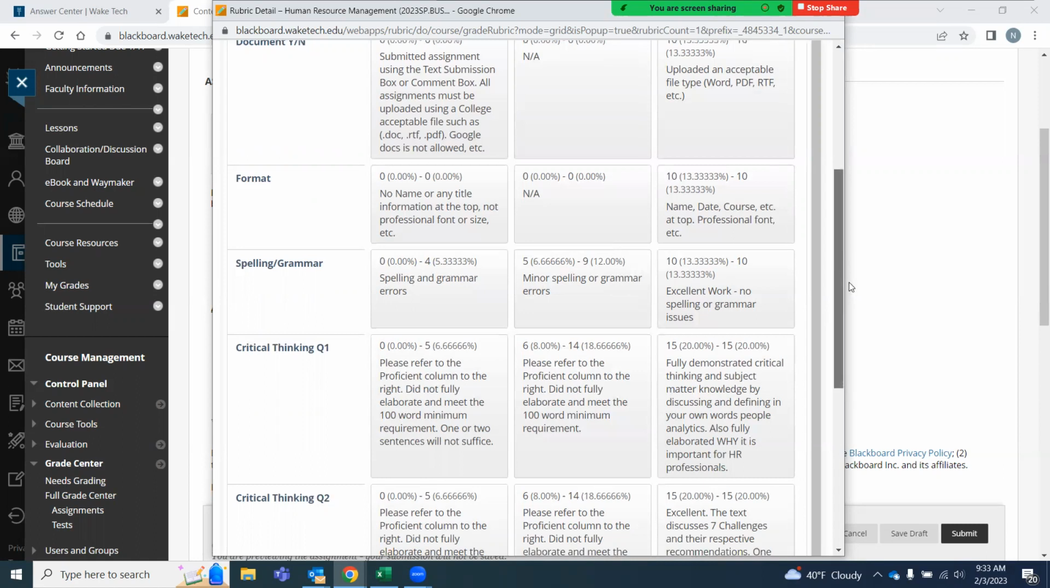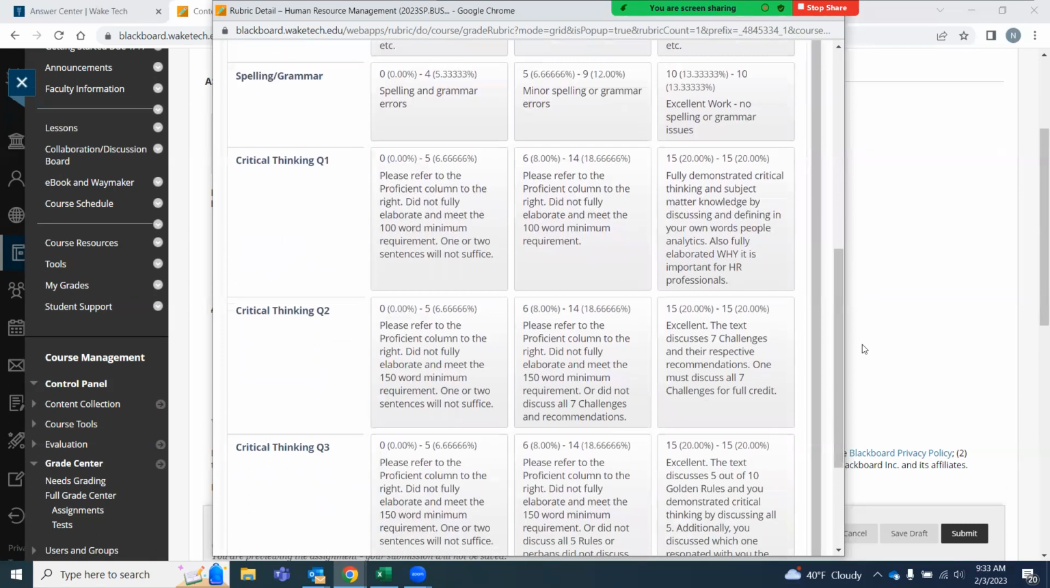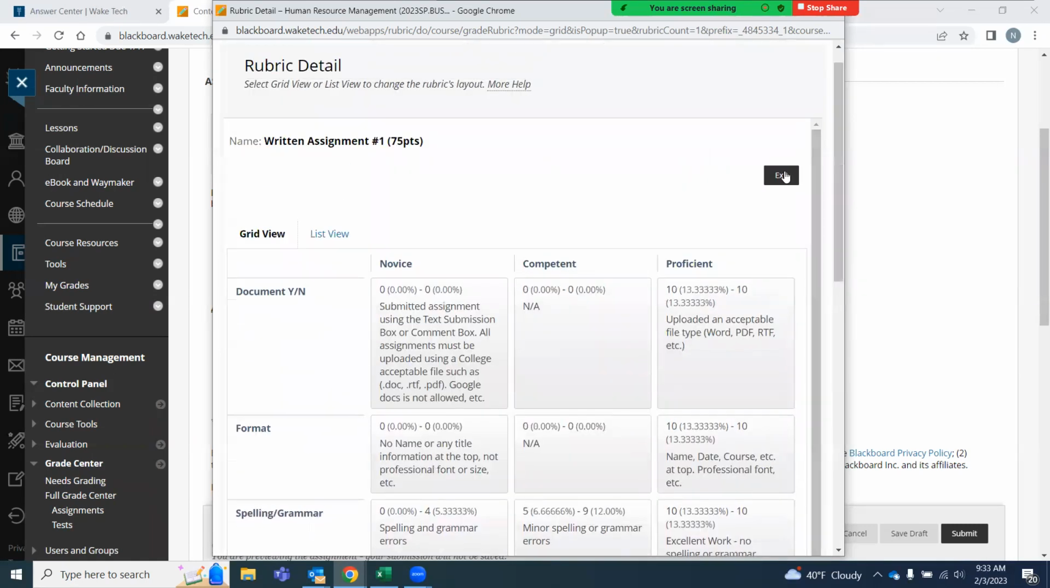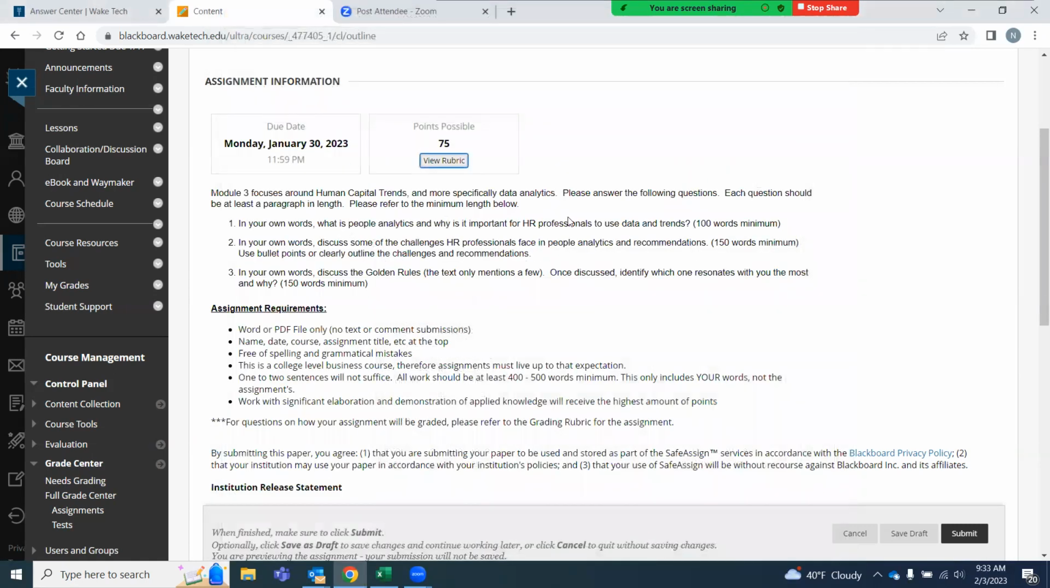In addition to that, you'll see below we have 3 different critical thinking question areas. So each of those are worth 15 points each. Let's go ahead and take a look at those questions in more detail. So the first question, in your own words, what is people analytics and why is it important for HR? So anyone could Google and search it up on the internet what people analytics is. I'm not interested in that answer. I want you to tell me what you think it is.